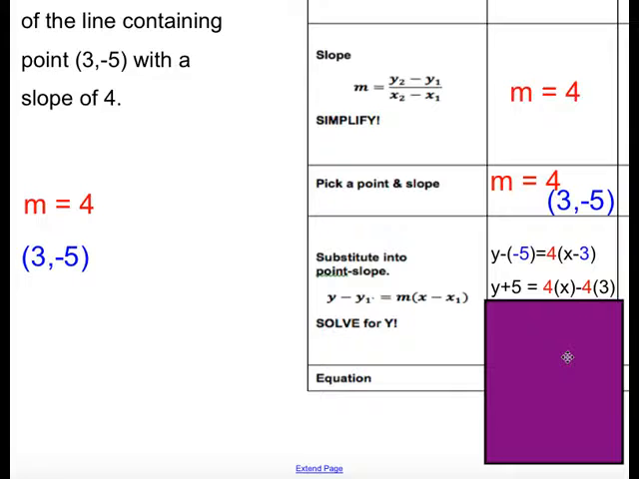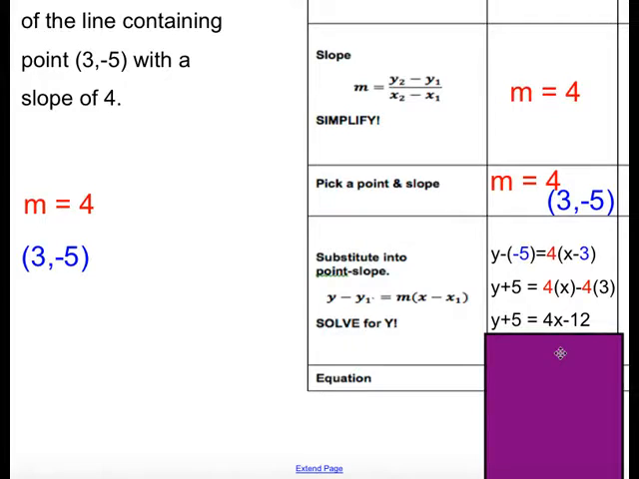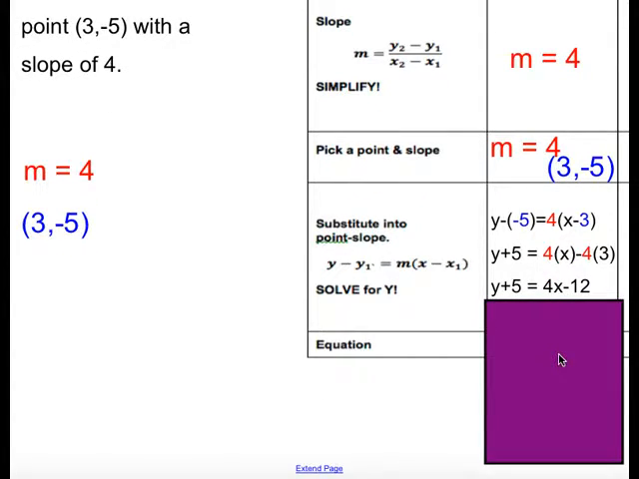Now once we've done that, we can do 2 things. We can turn minus and negative into an addition sign, so it's y plus 5. And we can go ahead and distribute the 4: 4 times x and 4 times 3. Notice that the sign between the x and the 3, the minus, has been dropped down. Now we multiply 4 times x and 4 times 3, and that leaves us with y plus 5 equals 4x minus 12.